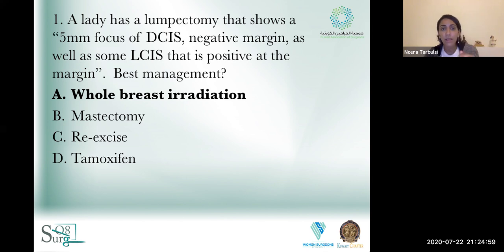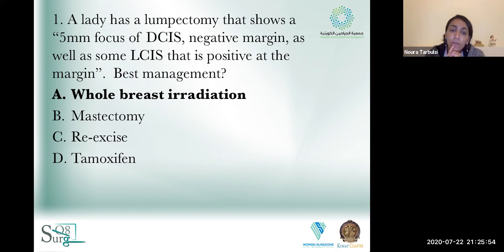The best management in this patient is whole breast radiation. Why? Because she had DCIS and she had a lumpectomy, so she absolutely has to have whole breast irradiation. Nothing in the question showed an indication for tamoxifen, because anti-estrogen treatment for DCIS is considered in select patients: large DCIS, young patient, high-grade, comedo necrosis, and positive family history. So the right answer is whole breast radiation.